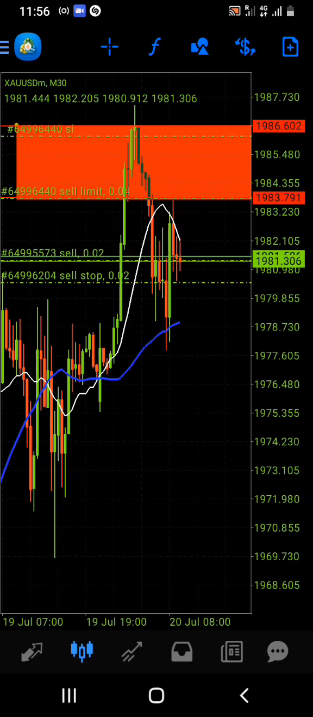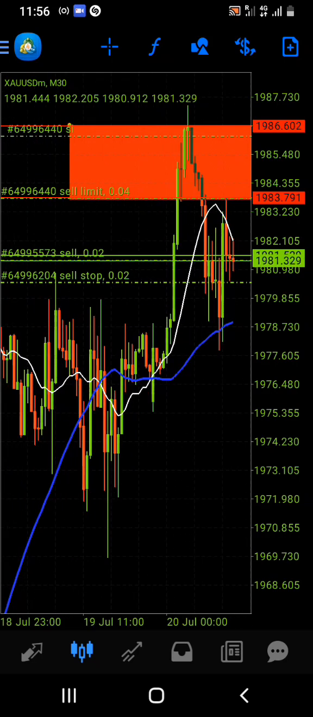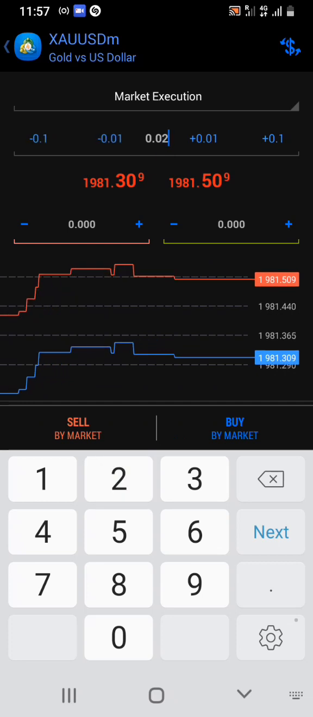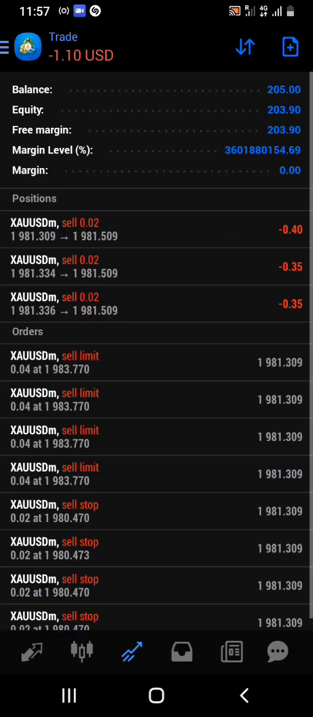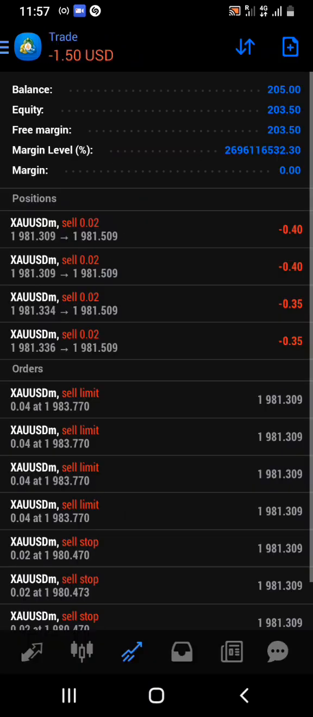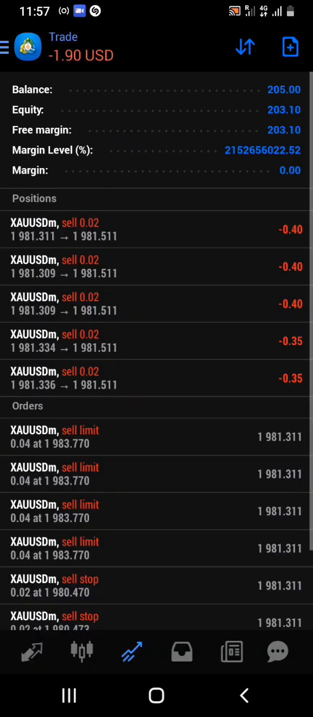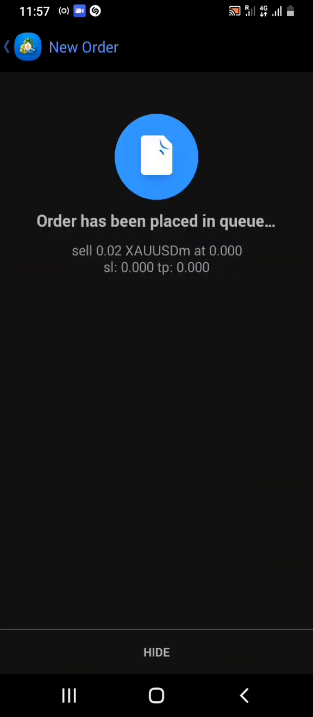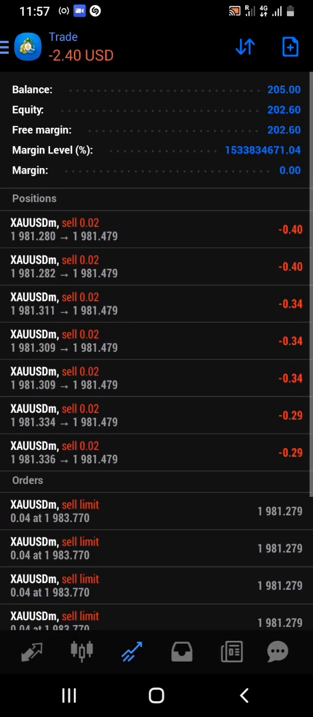So as you move on to the smaller time frames, like the 15 minutes, the 30 minutes, you will see that price is clearly below our white moving average, which in this case is the 13 moving average. So we can keep on selling. That is our first confirmation. And then our second confirmation that price will continue to drop is when we have price below our blue moving average, which is our 50 moving average.